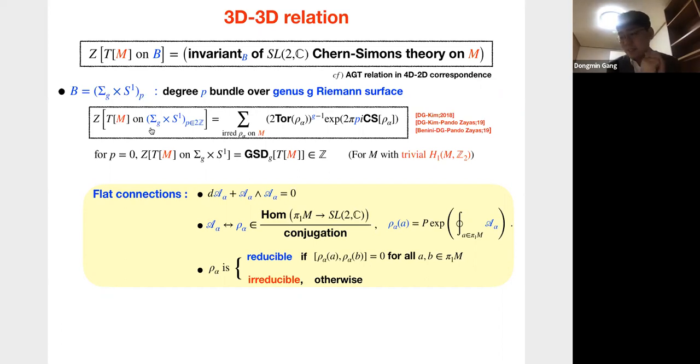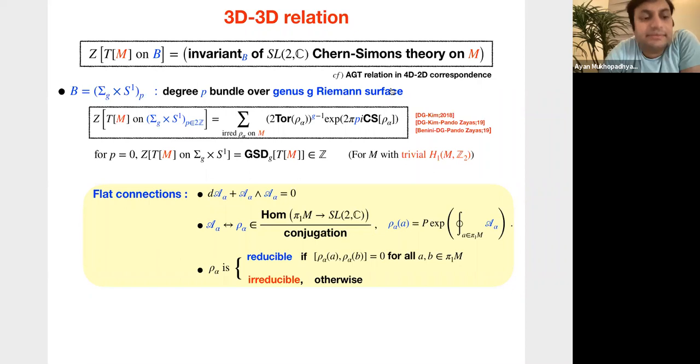This is a very surprising relation. This is called the 3D-3D relation. This is a partition function on a space-time three-manifold, a three-dimensional space-time theory, and this is a partition function on the internal three-dimensional theory. So this is something like the AGT relation, if you are familiar with.